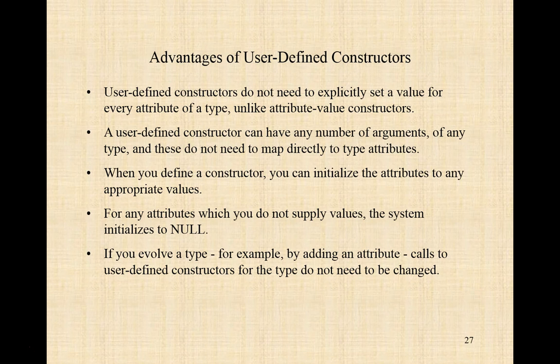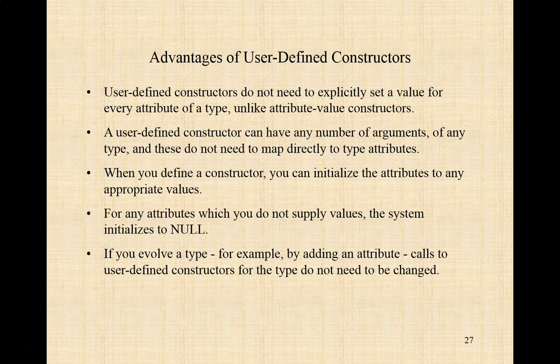When you define a constructor, you can initialize the attributes to any appropriate value. We'll see that the constructor will contain assignment statements whereby we would take the value that was passed as an argument and assign it to an attribute. Additional assignment statements can be present within the body of the constructor. These do not have to take the values provided by the caller or the invoker. For any attributes for which values are not supplied, the system will initialize these attributes to null.